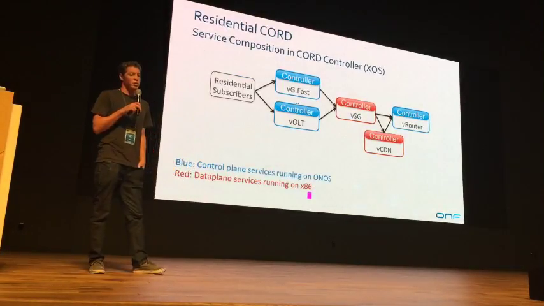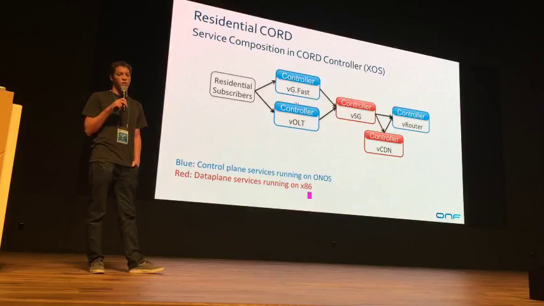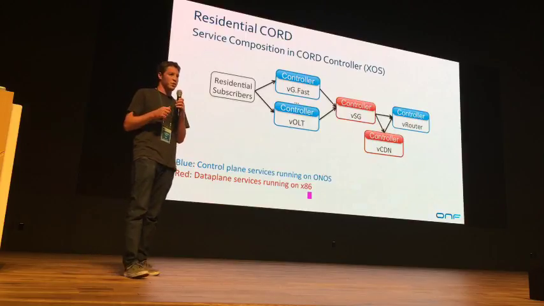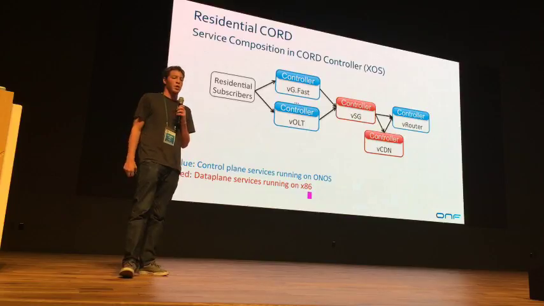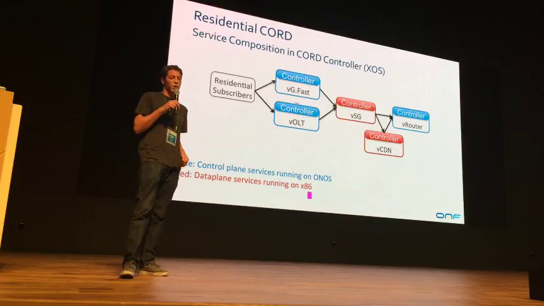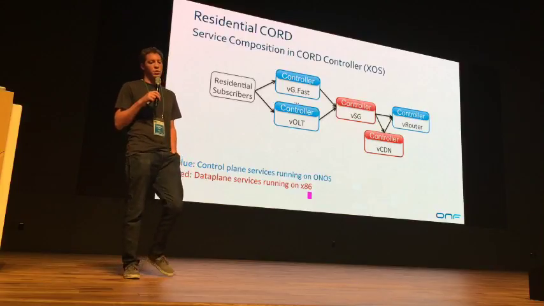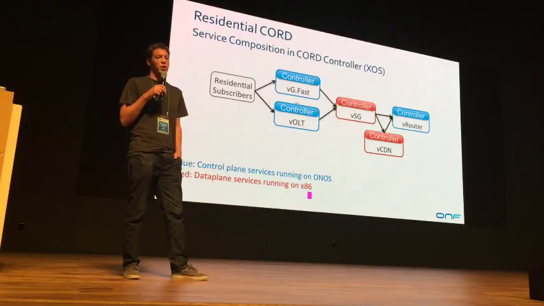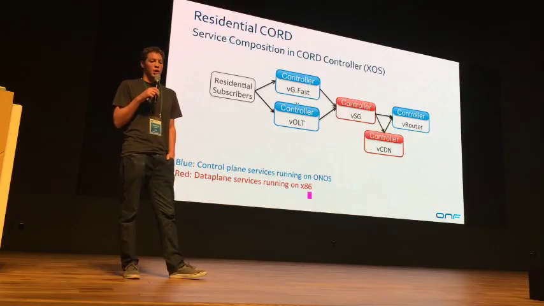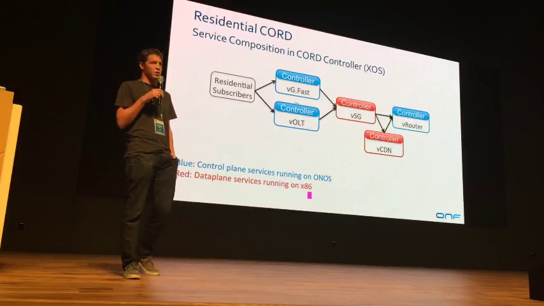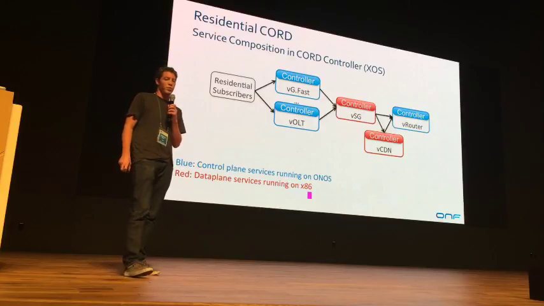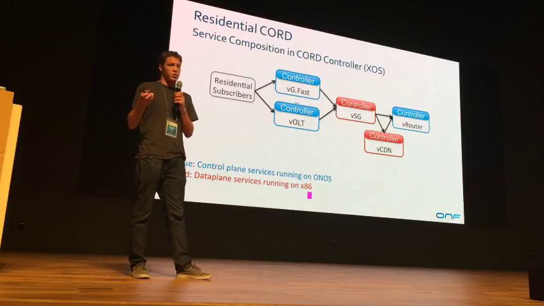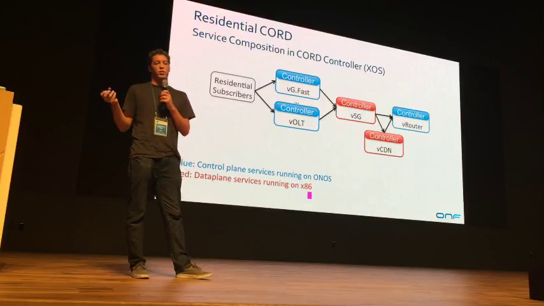So we would have seen in the earlier talks that CORD has this service composition controller that we call XOS. XOS allows us to define different services and also how those get composed together. And so in our CORD, we have the functions that I just talked about, the VOLT, the VSG, and the vRouter, and we define them as services inside of XOS. Then every residential subscriber that connects to the CORD pod will get an instance of these services. For example, for the VSG service, an instance of the VSG will be a container that runs on the compute nodes.